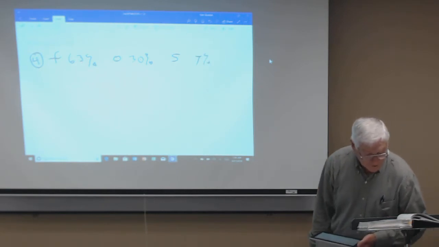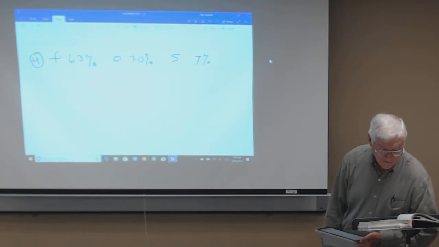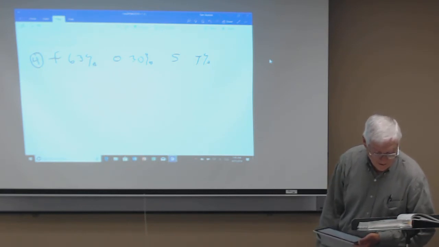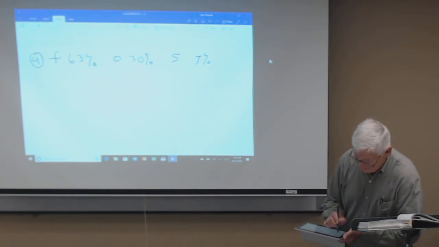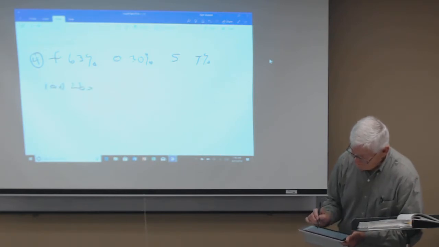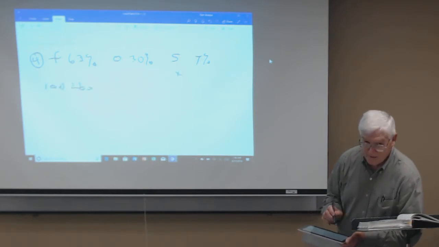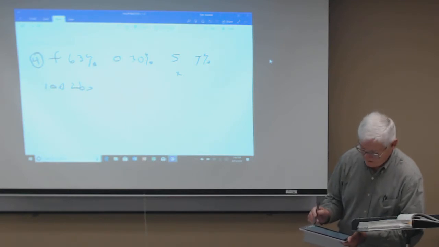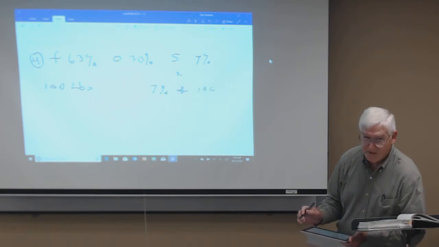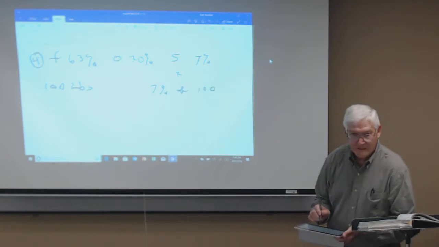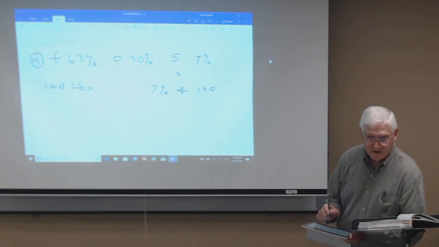4A. Which food would you stock the most? Fish. Fish, more fish. 4B. If you buy 100 pounds of sea lion feed, how many pounds would be squid? If I have 100 pounds, how much of it would be squid? 7. 7%. That would be 7% of 100. Agreed? Mm-hmm. Okay. Percent.